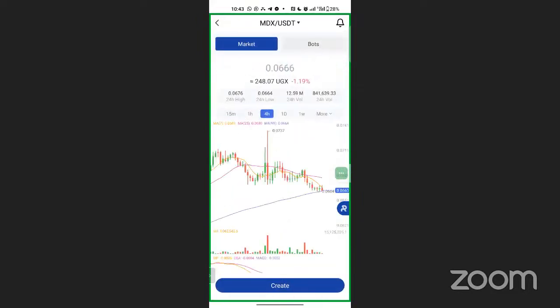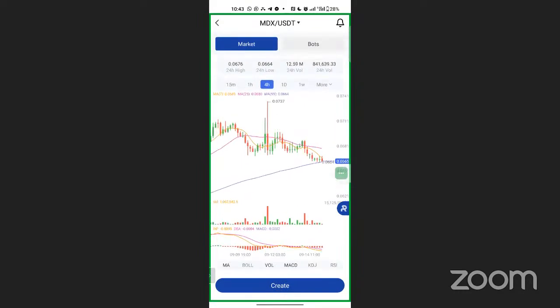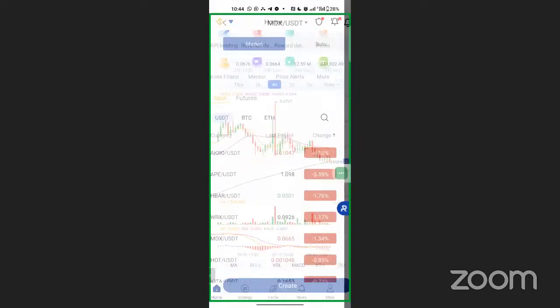MDX in the 4-hour time frame. Does MDX in the 4-hour time frame qualify to be traded now? Give me an answer in the chat. Thank you so much. Let's go to another coin.